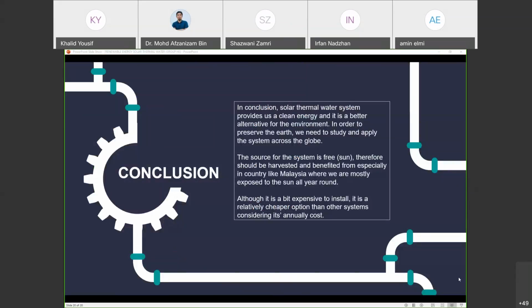To conclude, solar thermal water system can provide us clean energy and a better alternative for the environment. The source for the system is free and it is renewable. Therefore, it should be harvested and benefited from, especially in a country like Malaysia where we are mostly exposed to the sun all year round. Although it is a bit expensive to install, it is a relatively cheaper option than other systems considering its annual cost. That's all from our group.